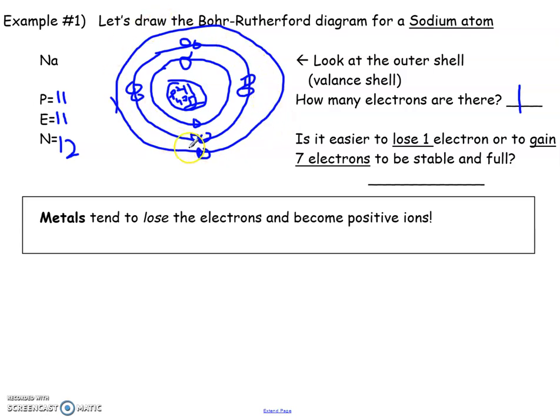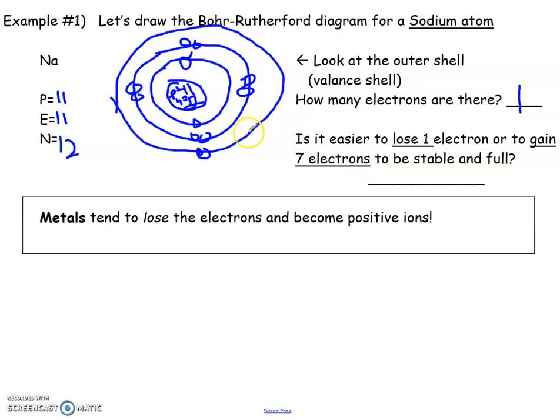Or we can choose to lose an electron. And what would happen then is this last orbit would essentially be gone, and the inside orbit, if you take a look, would now be completely full. Atoms will do whatever takes the least amount of energy to become stable. So for sodium, the question is: is it easier to lose 1 electron to get rid of this outside shell, or is it easier to gain 7?